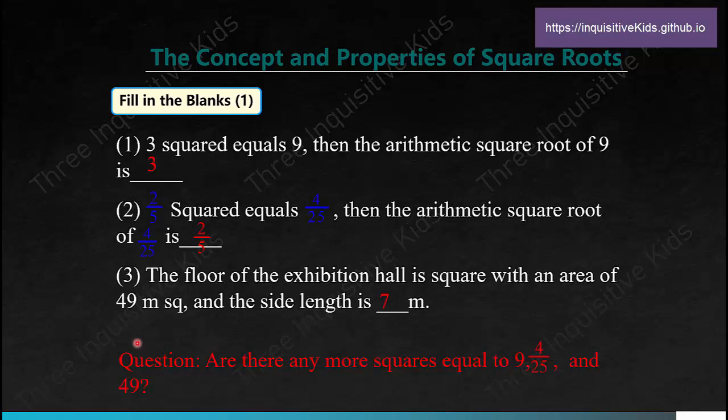So now let me ask you a question. Are there any other numbers that when you square them are equal to 9, 4 over 25, and 49? Now you might be really confused on what I mean, but remember, what's a new type of numbers that was introduced in middle school starting last year? Negative numbers. Does that give you a hint or ring a bell?